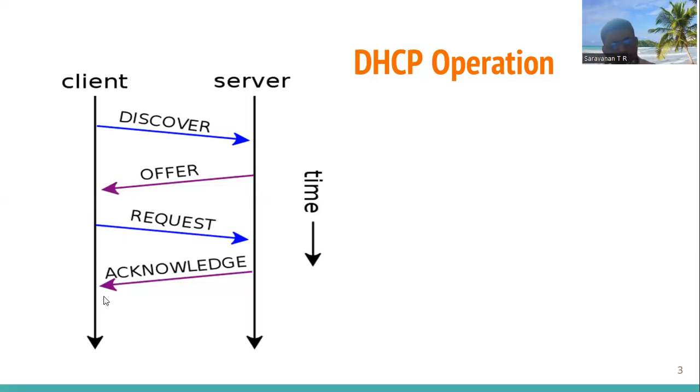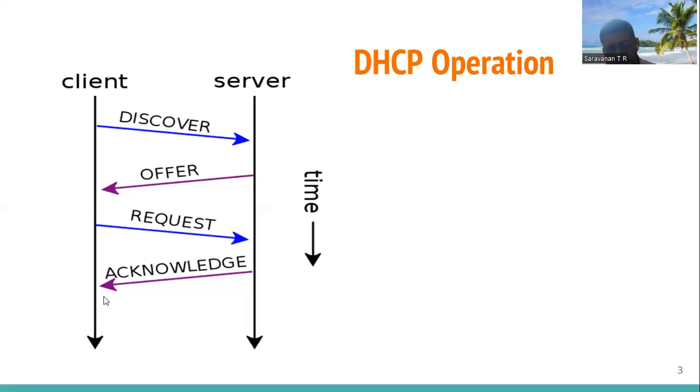Now here we have two terms: one is DHCP decline and another one is DHCP negative acknowledgement. DHCP decline will be sent by the client to the server when the client identifies that the IP address it accepted is already in use. That is called DHCP decline. The next one is DHCP negative acknowledgement. Here, the server rejects the request whenever the client sends a request message.